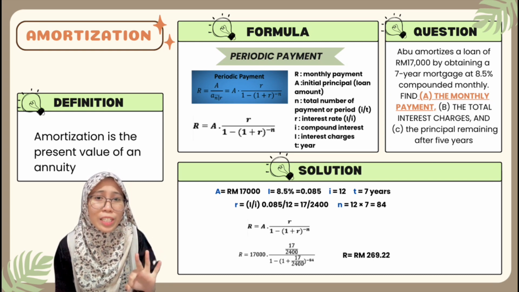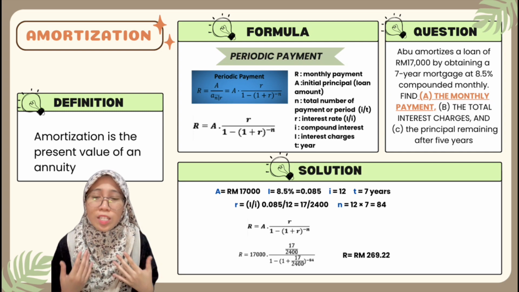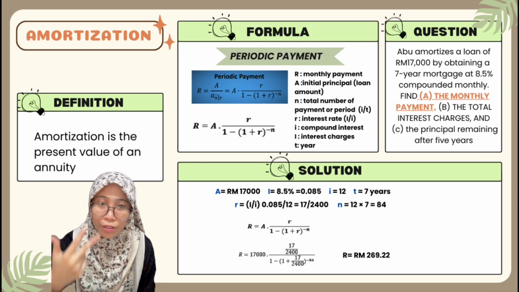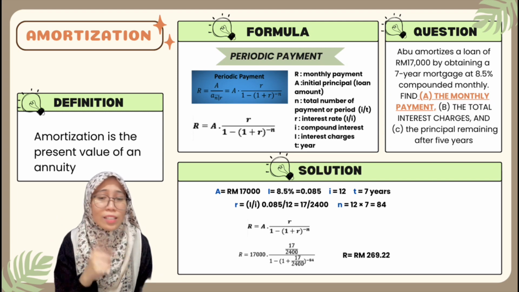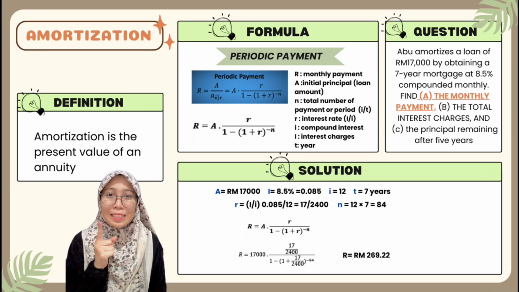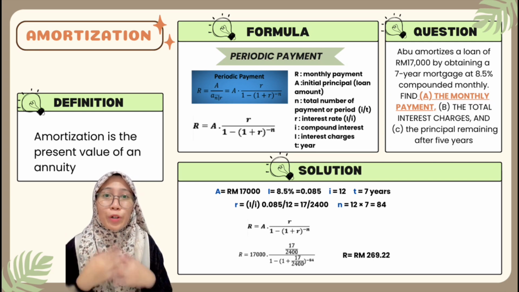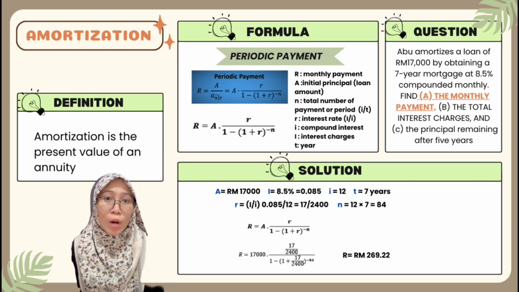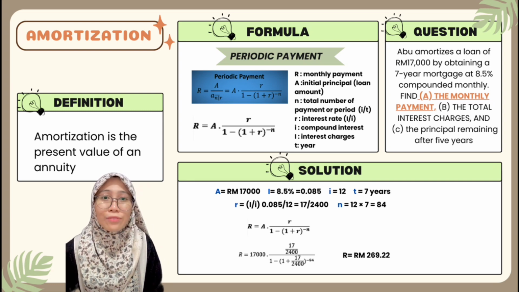So there are 3 methods to do the question in amortization, which are periodic payment, interest charge, and principal remaining after 5 years. Those 3 methods that I mentioned have different formulas. The first method for amortization is periodic payment. The formula is R equals A times r over 1 minus 1 plus r to the power of negative n.